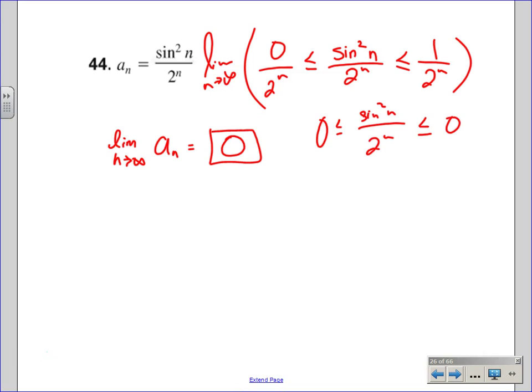I still don't know how to do squeeze theorem. You're right, it has to do squeeze theorem. I didn't do that, I just found the limit. I'm showing it to you now. Sine squared, because it's squared, is always going to be between 0 and 1. So what's the limit as you go to infinity of 0 over 2 to the n? 0. How about 1 over 2 to the n? 0. So if it's squeezed in between 0 and 0, what must it be going to, too?